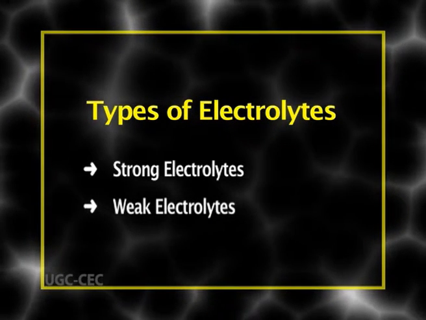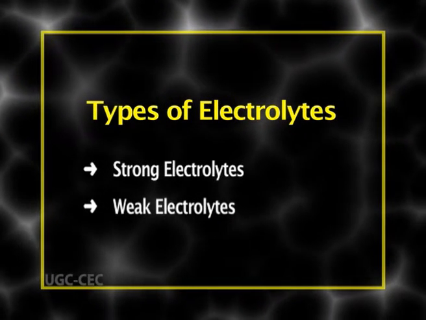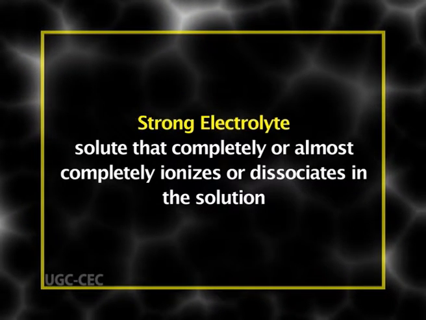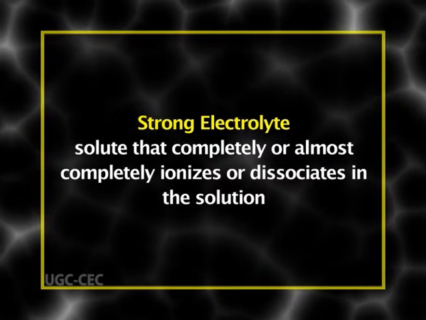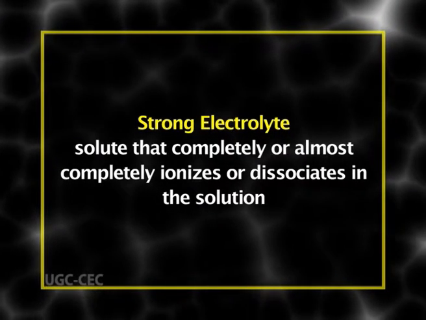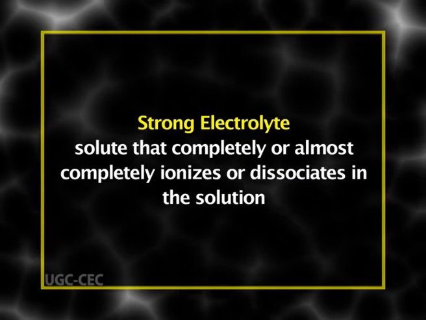The electrolytes are of two types: strong electrolytes and weak electrolytes. A strong electrolyte is a solute that completely or almost completely ionizes or dissociates in the solution. These ions are good conductors of electric current in the solution. A concentrated solution of a strong electrolyte has a lower vapor pressure than that of pure water at the same temperature. Strong acids, strong bases, and soluble ionic salts that are not weak acids or weak bases are strong electrolytes.